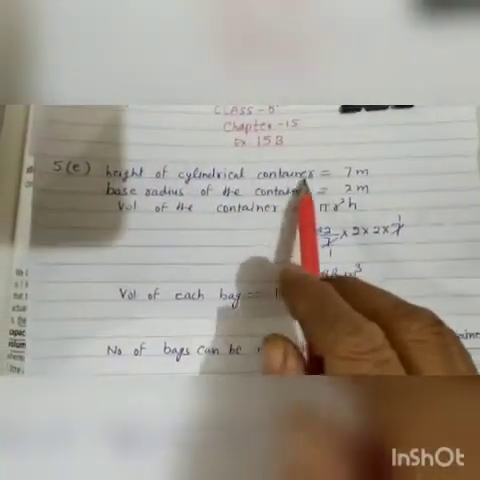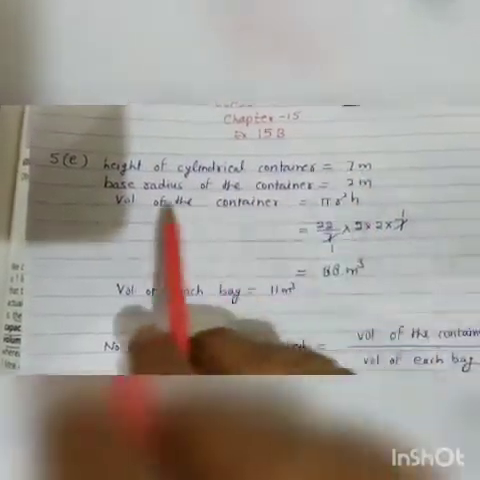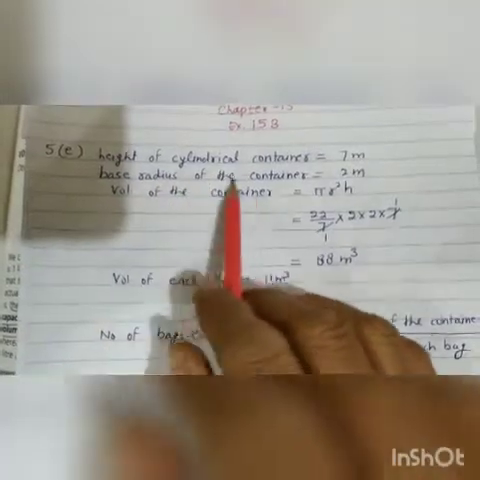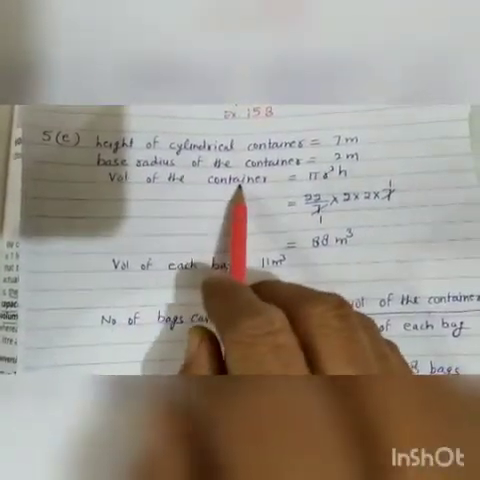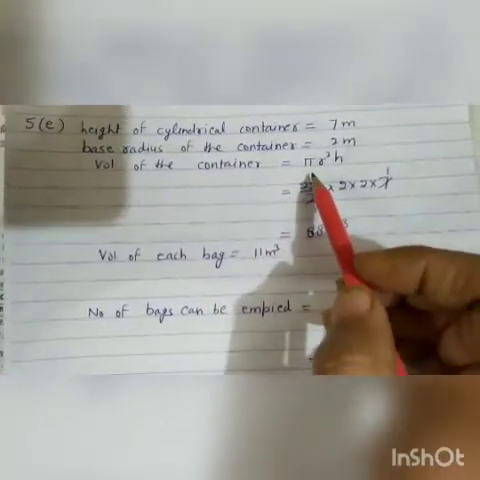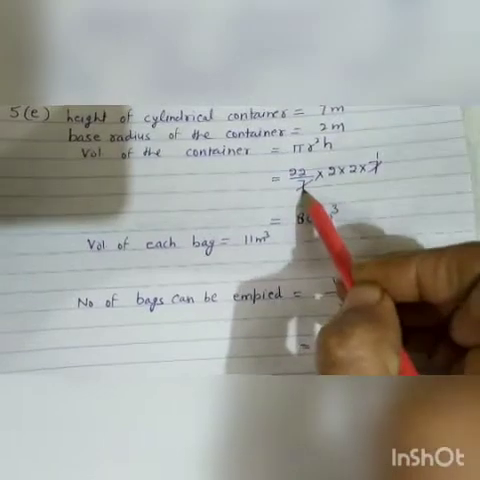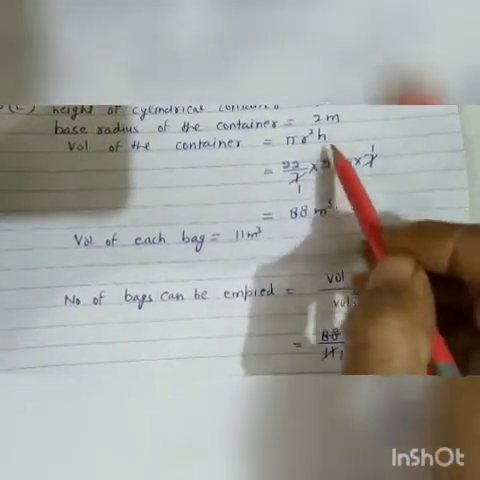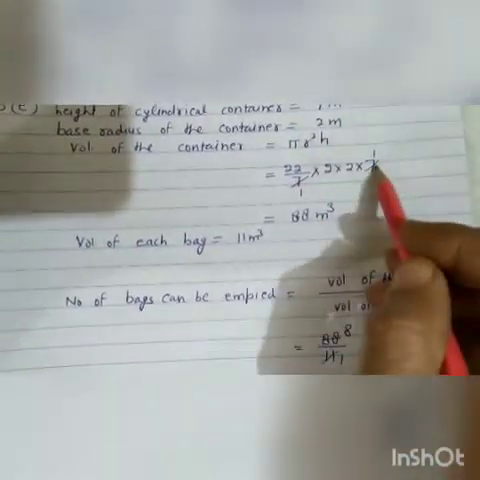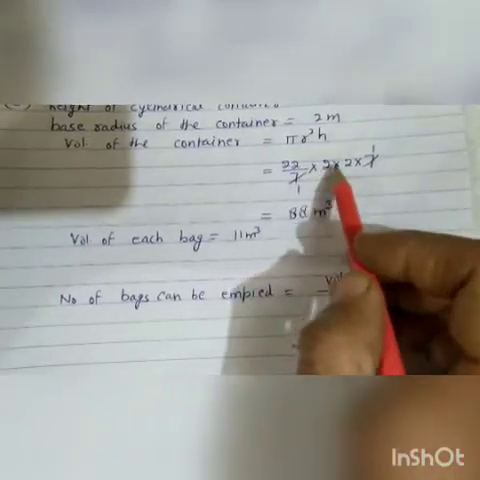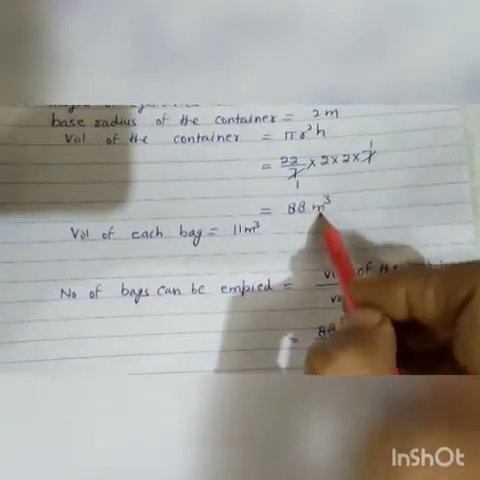So first we will find the volume of that cylindrical container. Height of the cylindrical container is 7 meter. Base radius of the container is 2 meter. We will find the volume of the container. So volume of a cylinder is pi r square h. Pi is 22 upon 7. R square is 2 into 2. H is 7. 7 7 cancel. 22 into 2 into 2 is 88 cubic meter.